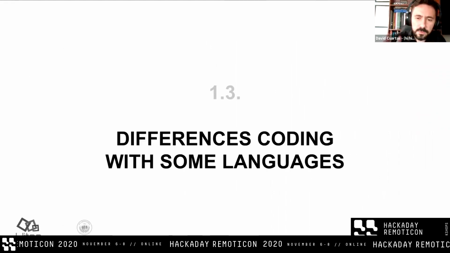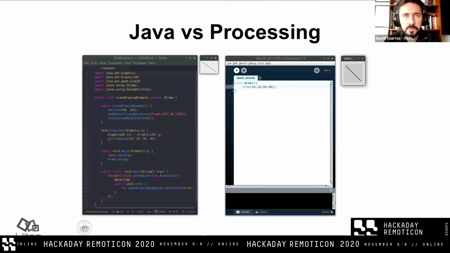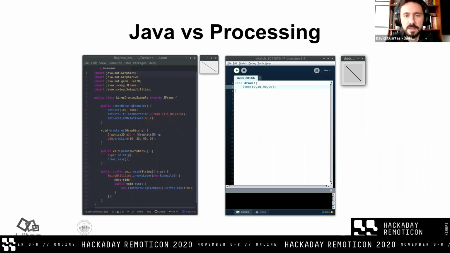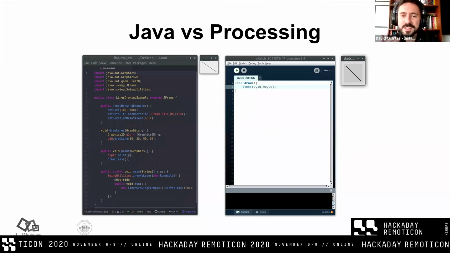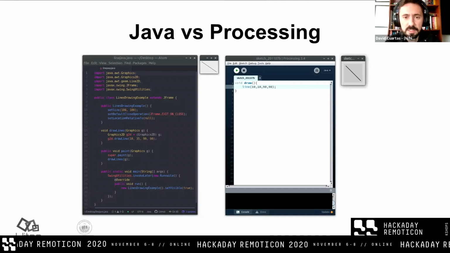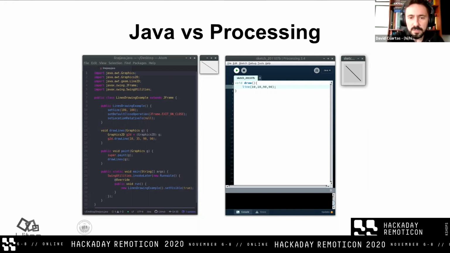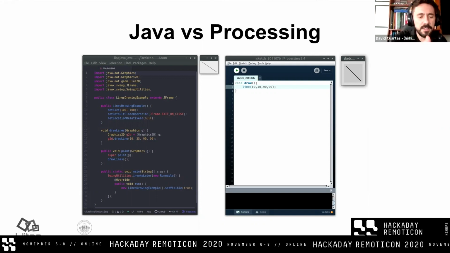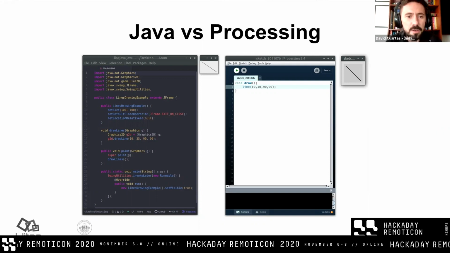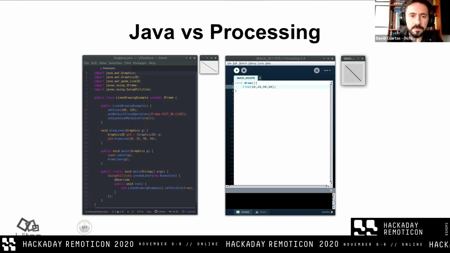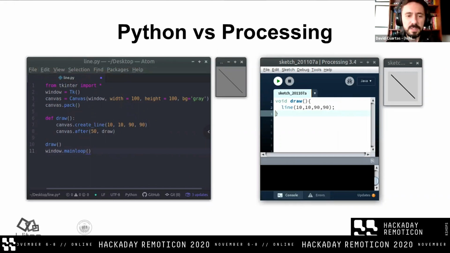Now I would like to check a few differences coding with some languages. Meta Processing is based on Processing, so that's why I will compare Processing with Java. Processing was very nice when it was created in 2001 at the MIT Media Lab, because if you just want to draw a line, you just need these 3 lines of code, and on the left you can see all the lines of code that you need in Java to have the same result. Even in Python, you need so many lines to have the same result.